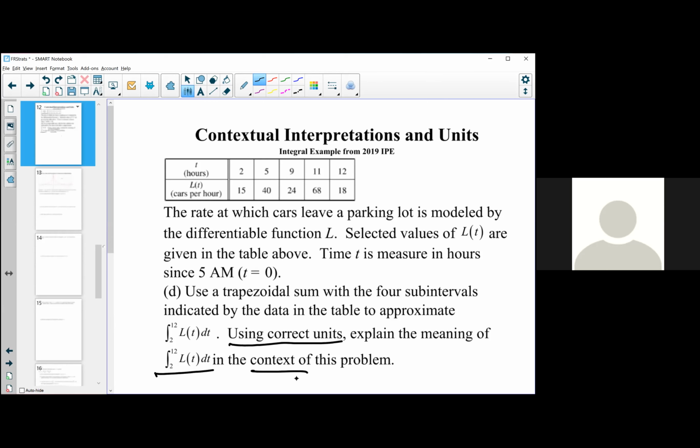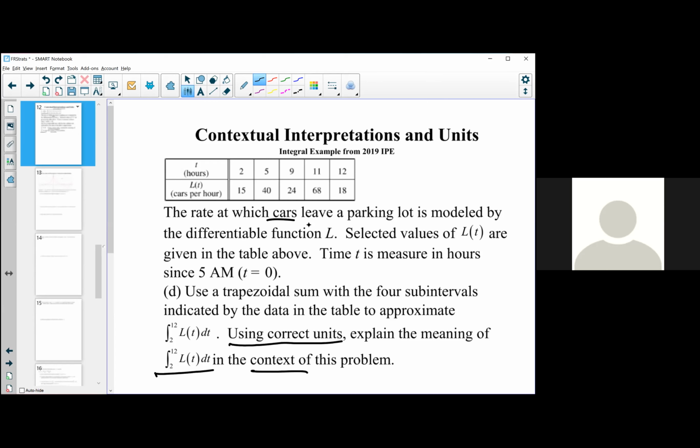So we have the integral from 2 to 12 of L of t, and L is the rate at which cars leave a parking lot. So it is a rate of change. The integral of a rate of change is net change, the net change of the thing whose rate we knew, which is cars. We know the rate at which cars are going out of this parking lot. So this is going to be the change in the number of cars in the parking lot from t equals 2 until t equals 12, which I guess is from 7 a.m. until, what is it, 10 hours after 7 a.m., whatever that is. Is that 5 p.m., I think?